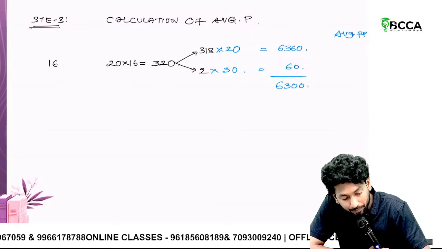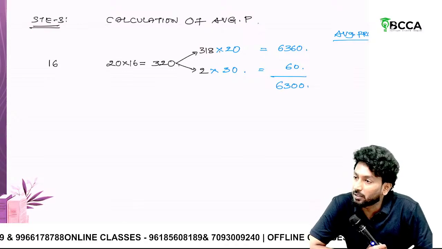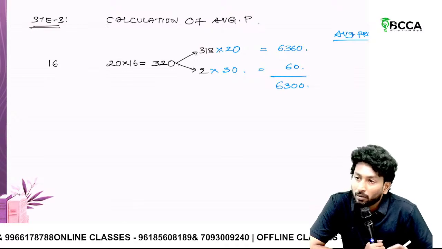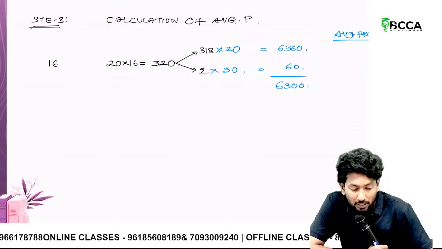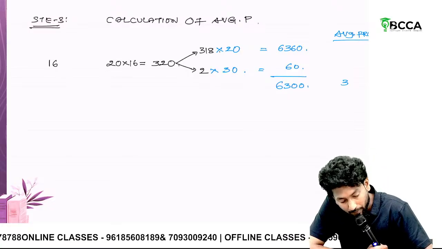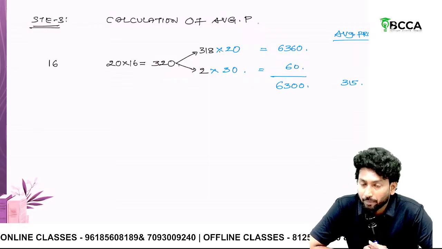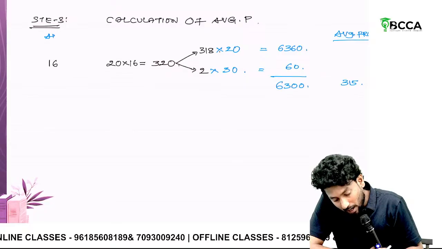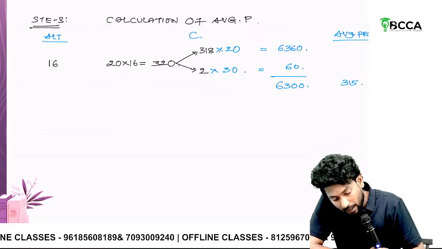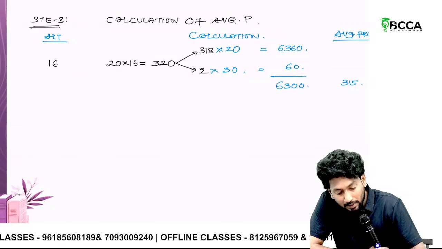Average profit. This 6,300 is for 20 years. Per year, how much profit? 6,300 divided by 20, that is 315. So, are you okay with this calculation? This is the alternative, this is the calculation, that is the average profit.